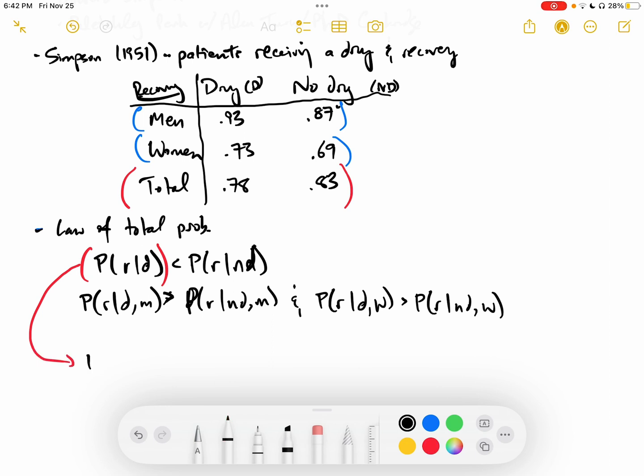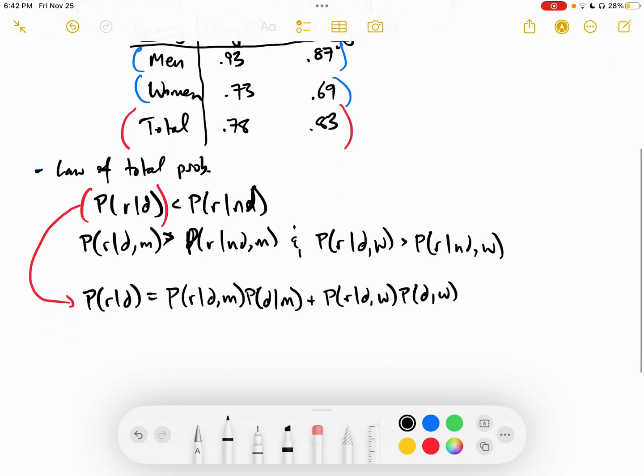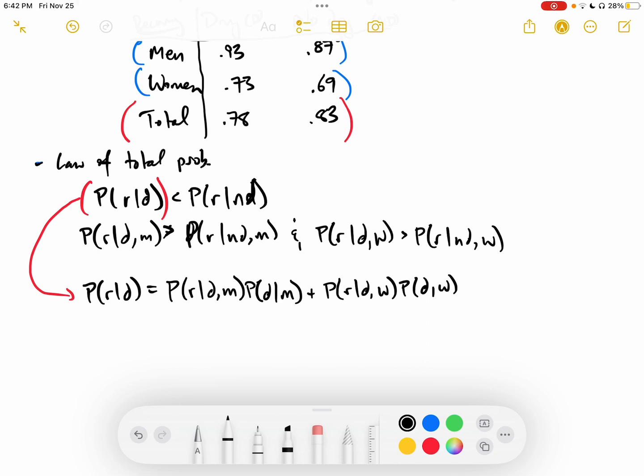Because we know that we can rewrite P of R given D by conditioning on gender once more, right? So P of R given D should split out along men and women into P of R given D times P of drug and man plus P of R given drug women times the P of drug and woman. So how do we resolve this?